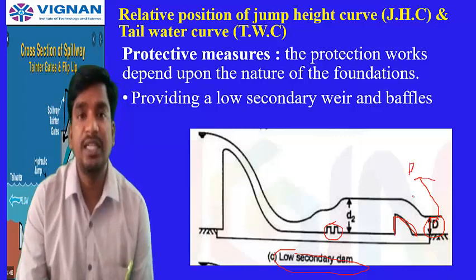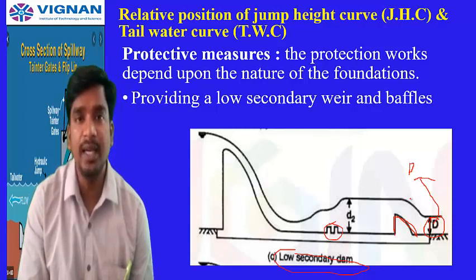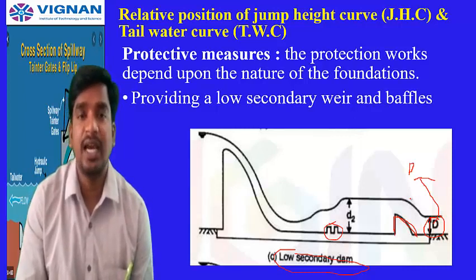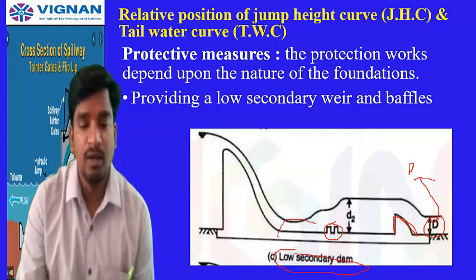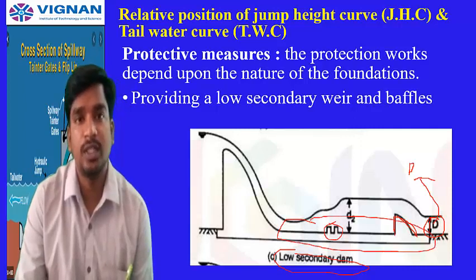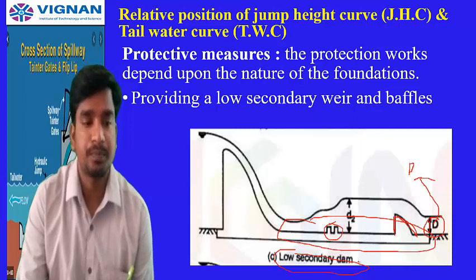So these are the three different ways by means of which we can dissipate the energy and also protect the downstream area of the Stilling Basin. This is the area which we have to protect. It is protected by dissipating the energy. Okay.